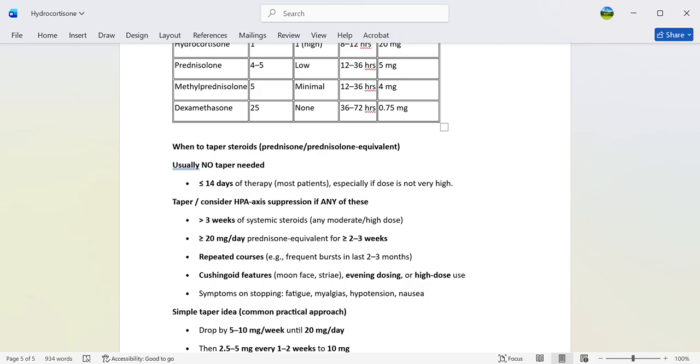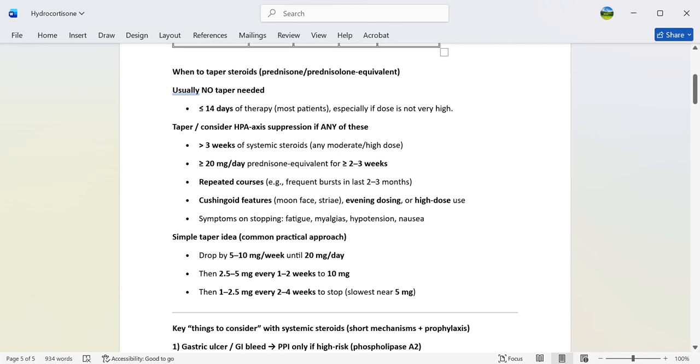Why do we need tapering? It is because exogenous use of steroid suppresses your hypothalamic pituitary adrenal axis, and after long use of steroid, when you stop it suddenly, your own body is not in a position to produce a sufficient amount of the steroid needed by the body, and your body goes into crisis. So that's why we need tapering before stopping the steroid completely.